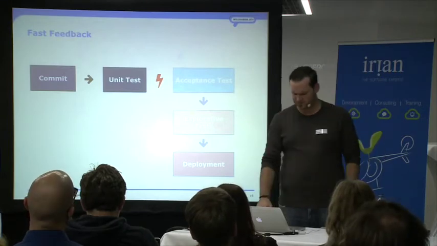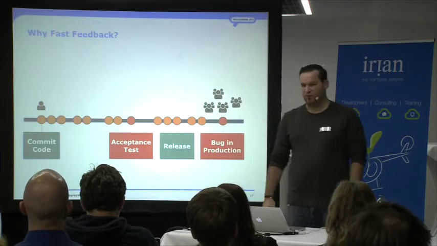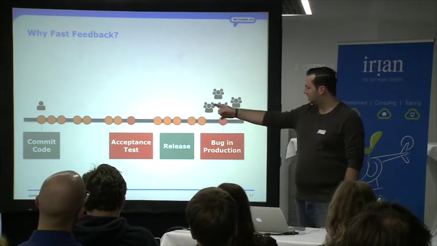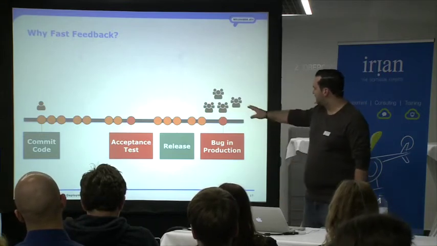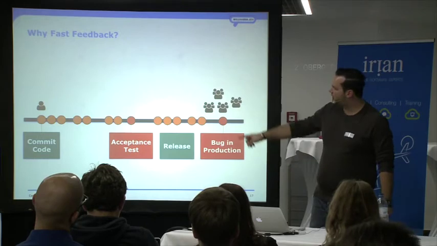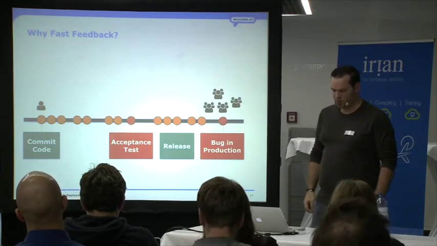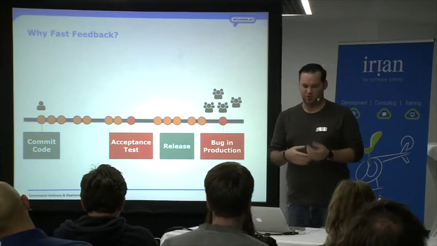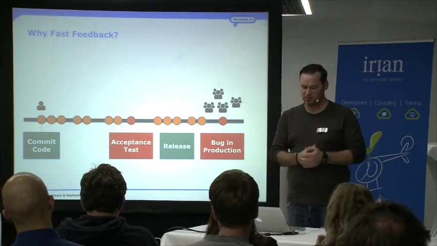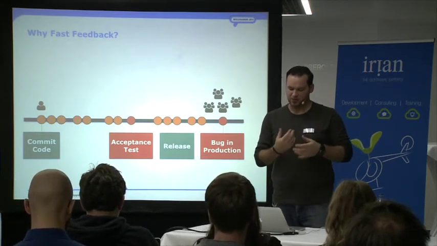But why do we need fast feedback? So if we take a scenario with one single developer, and we have some users out there using our software, and we commit some code. So area of this bubble is a commit of our code, and we continuously commit code. We write new features, we commit that to Git, and they are built and they are tested.